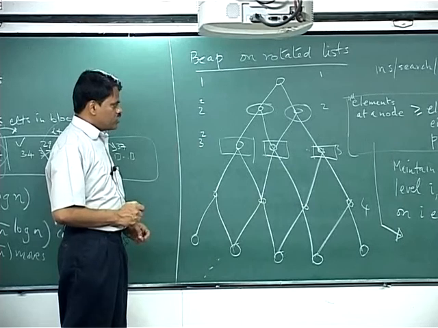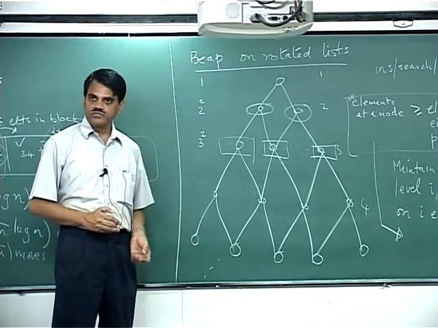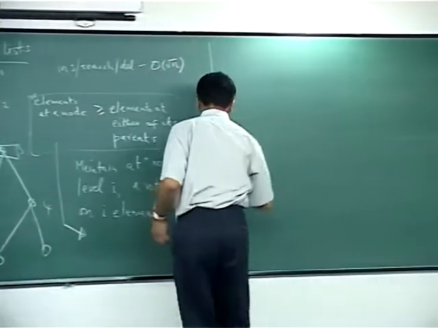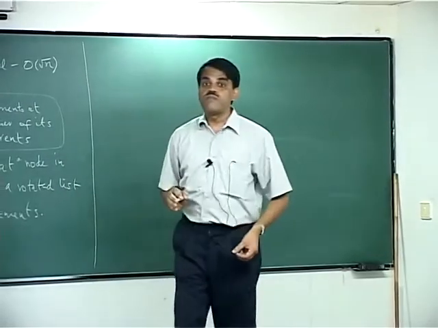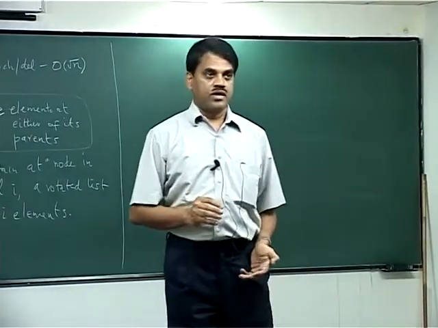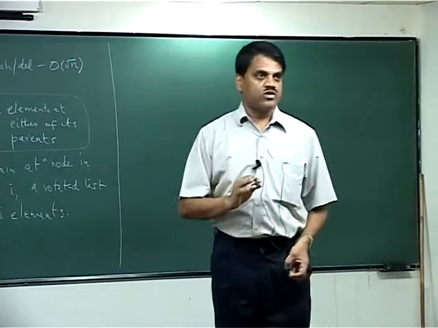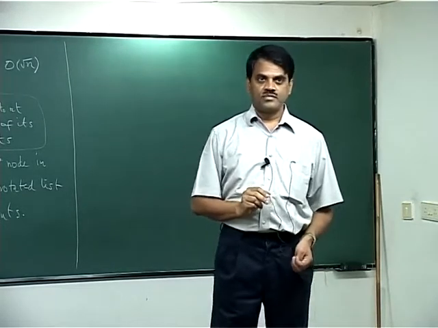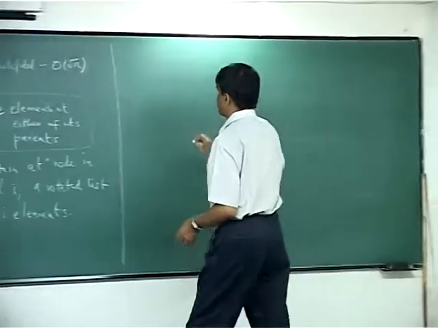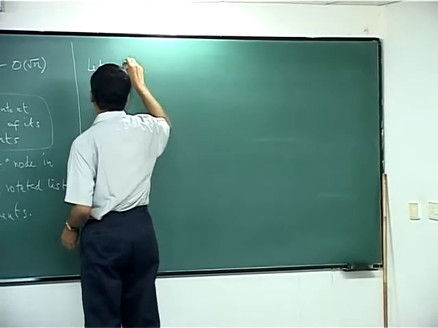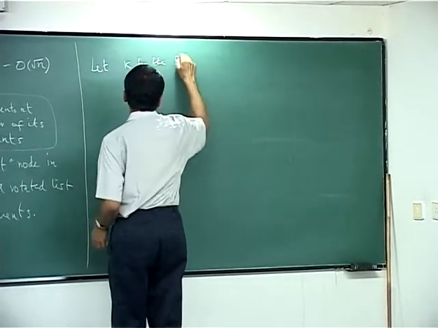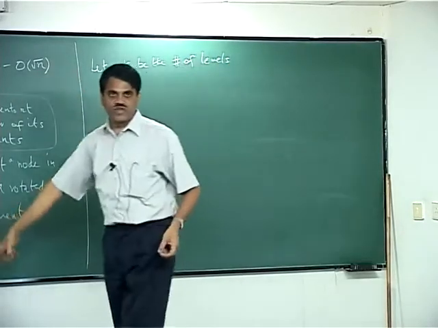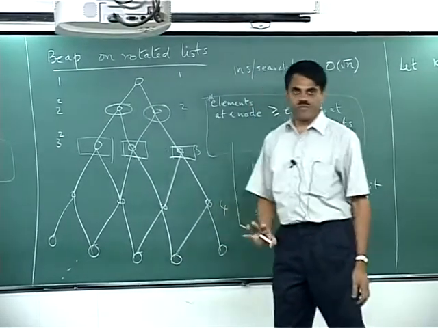Okay. So, what is the height of this structure now? Cube root of n. Does everyone see that? I mean, order cube root of n. Who does not see this? You do not see it. Okay. So, let us say, let k be the number of levels. Okay. K is the number of levels in the structure. We want to get a bound for k.